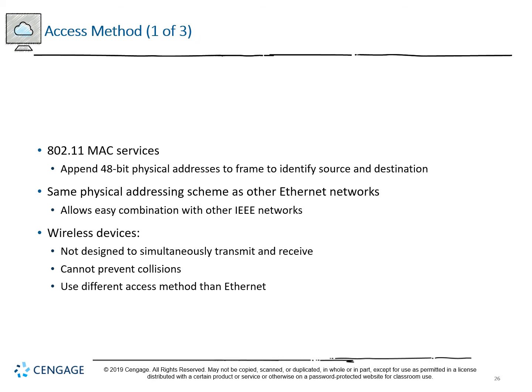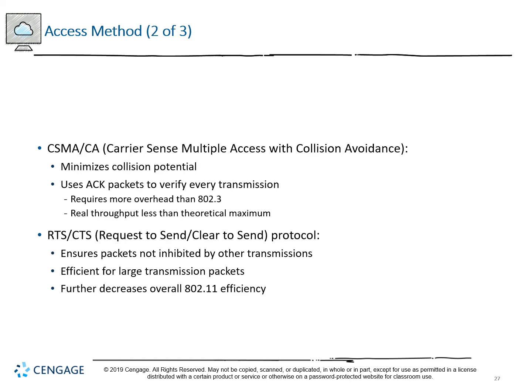Now, 802.11 MAC services, when we talk about access methods, append a 48-bit physical address to a frame to help identify the source and destination. It's the same physical addressing scheme as other Ethernet networks, which allows very easy combination with other IEEE standards. Wireless devices are not designed to simultaneously transmit and receive. They operate in what's called half duplex. They cannot detect collisions, and they use a different access method than Ethernet.